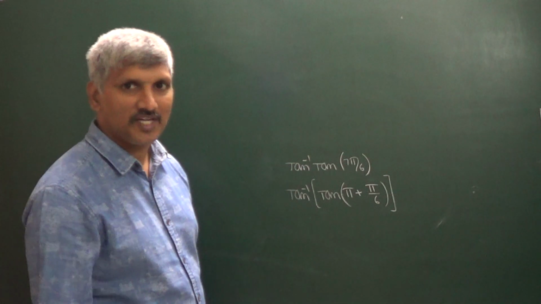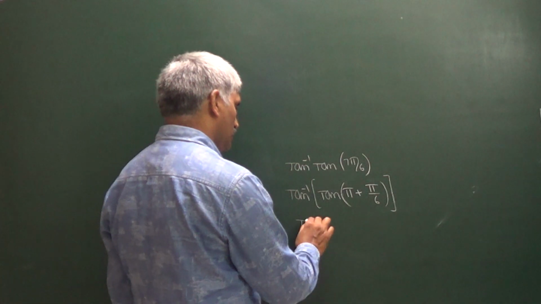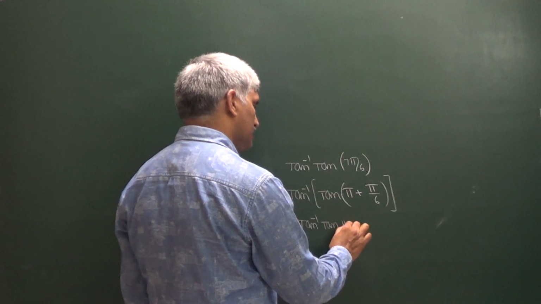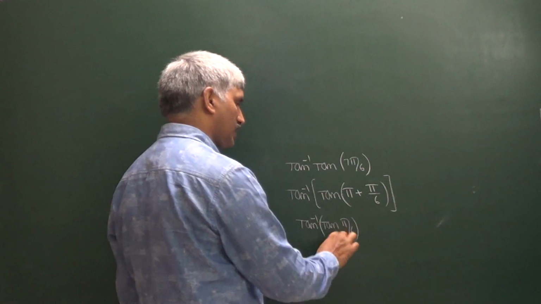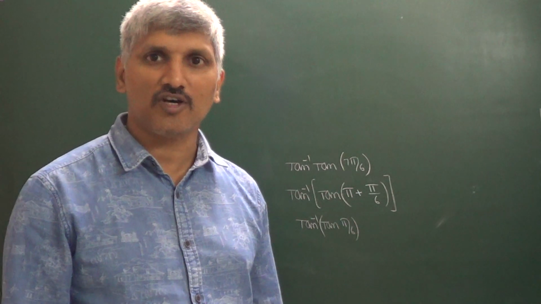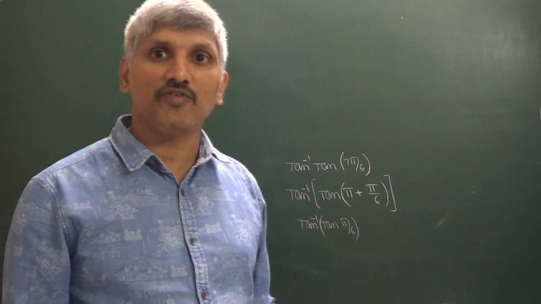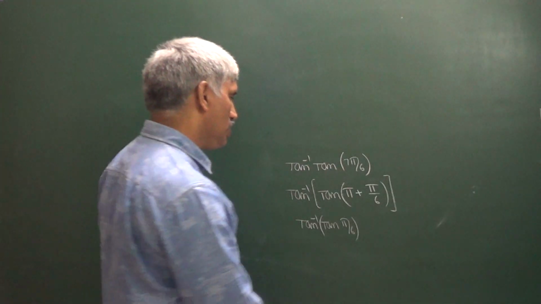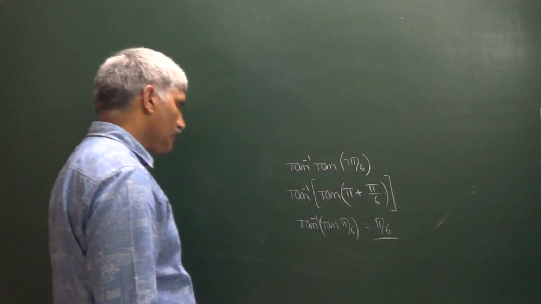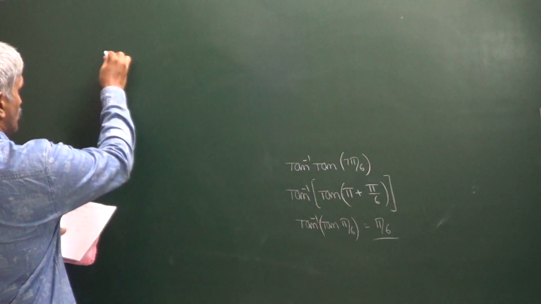Tan(180 plus theta) is equal to tan theta. That's why we are getting tan inverse of tan pi by 6. Yes, you can check here, pi by 6 is there in the principal branch of tan inverse. That means it is there between minus 90 and plus 90. So we can write this one as pi by 6. Right?